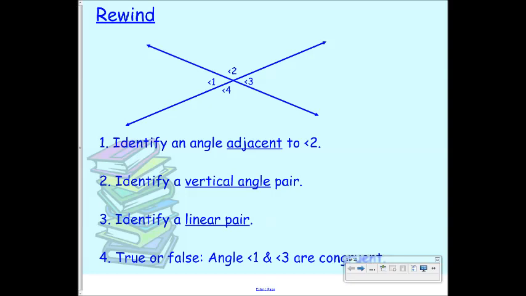So M could be a transversal because M cuts through P and N. P and N, right? So N cuts through P and M. N can be a transversal because it cuts through M and P, vice versa, and so on. So when you're trying to identify the transversal, it depends on what angle pair you're talking about, right?